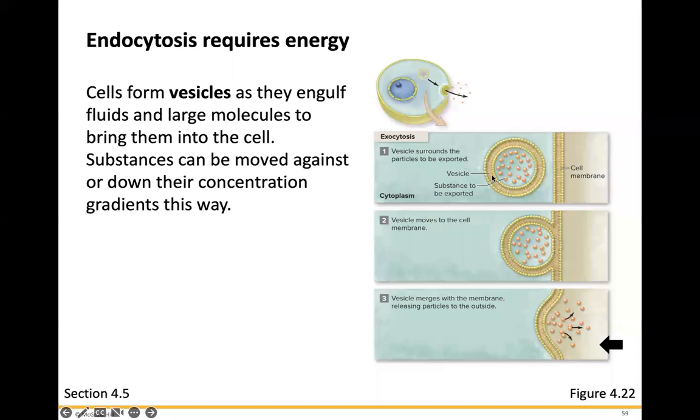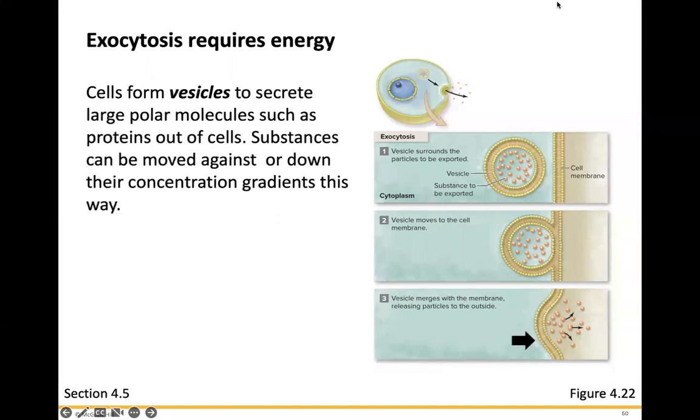For exocytosis, you have a vesicle that goes to the plasma membrane, fuses with the plasma membrane, and the vesicle will then eventually dump out its contents. This is exocytosis. Endocytosis would be the opposite. Exocytosis and endocytosis both require energy, and they are forms of active transport.